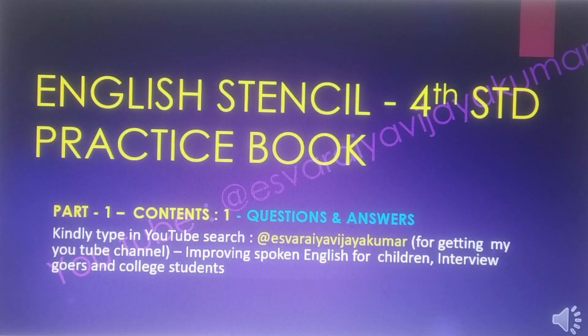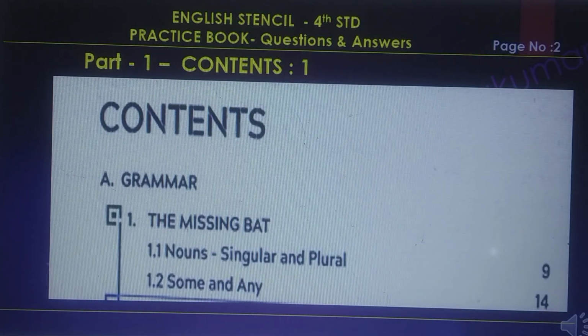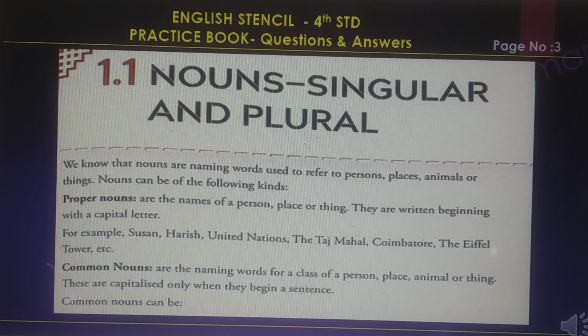English Stencil Standard 4 Practice Book Part 1, Content 1 Question and Answers. Content A. Grammar. The missing bat. 1.1 Nouns singular and plural. 1.2 Some and any. 1.1 Nouns singular and plural.